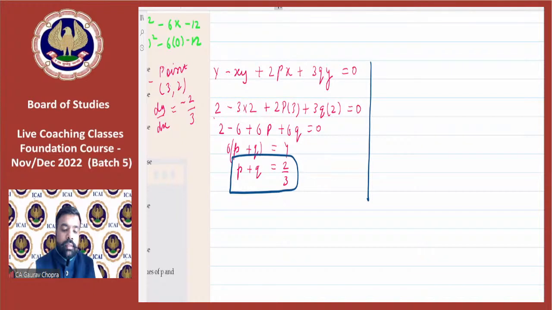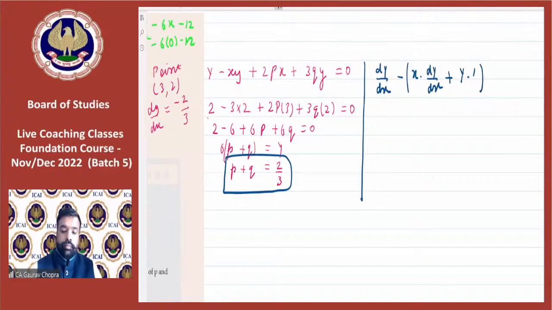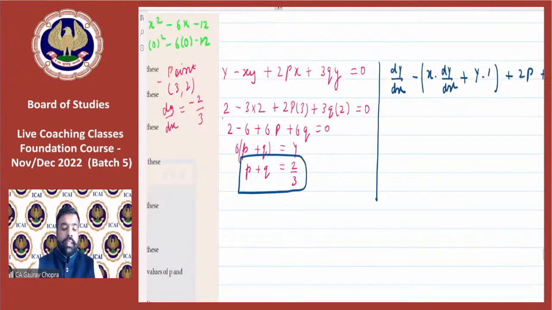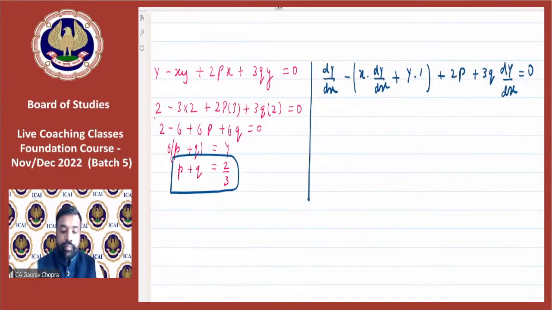Since gradient is dy by dx, then xy, they are having multiplication. We can apply the product rule. X remains as it is, and for y it will be dy by dx, plus y as it is, and for x it becomes 1, plus 2px, it becomes 2p, 3qy, it becomes 3q dy by dx and then equal to 0. Now, in place of dy by dx, we can input the value minus 2 by 3 because this is the given gradient.